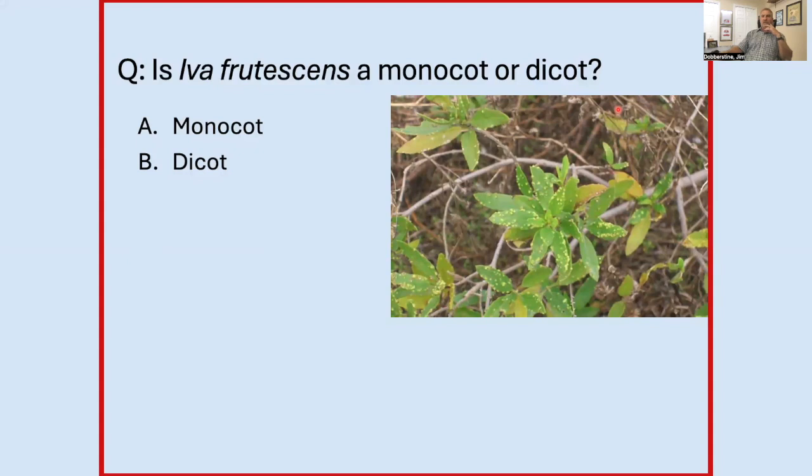Okay, so the question here is, is Iva frutescens a monocot or dicot? So if you were in class, you did this on your clicker, and you would have answered B. It's a dicot. And there are a lot of key indicators here, and I would encourage you to go back and look at that from your lab. So it's in the family Asteraceae, and it is a woody species. So that woody component is really a giveaway that it's most likely a dicot.